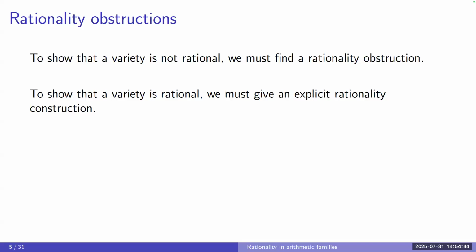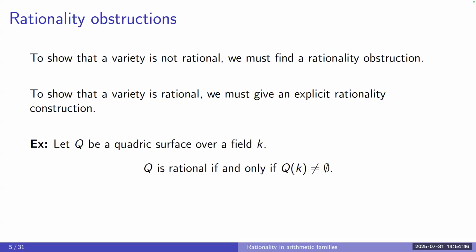Okay, so let me give one more example. Let's take now a quadric surface over a field K. And kind of similar to the examples with the conics that we saw earlier, this quadric is rational if and only if it has a point. The forward direction, again, being Lang-Nishimura, and the reverse direction is, as we saw with the conics, once you have a point, you can project away from that point. Like it's an explicit rationality construction.